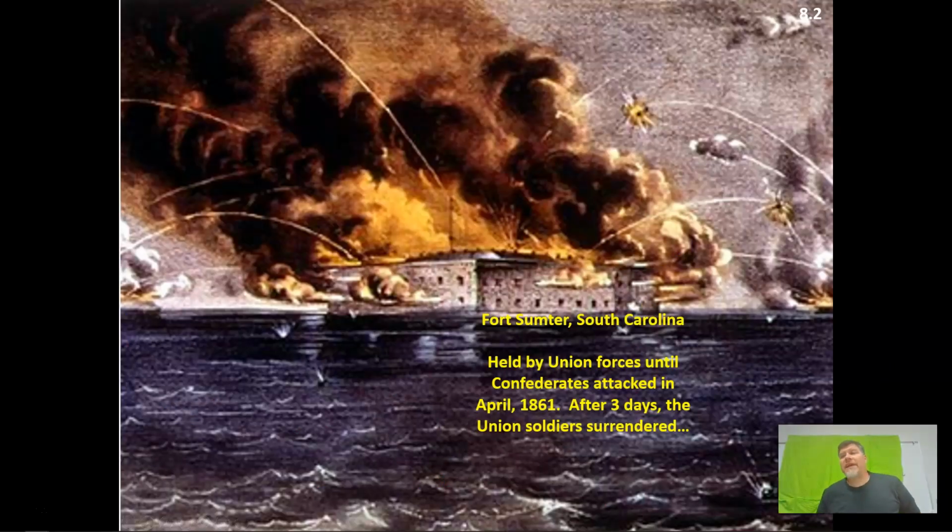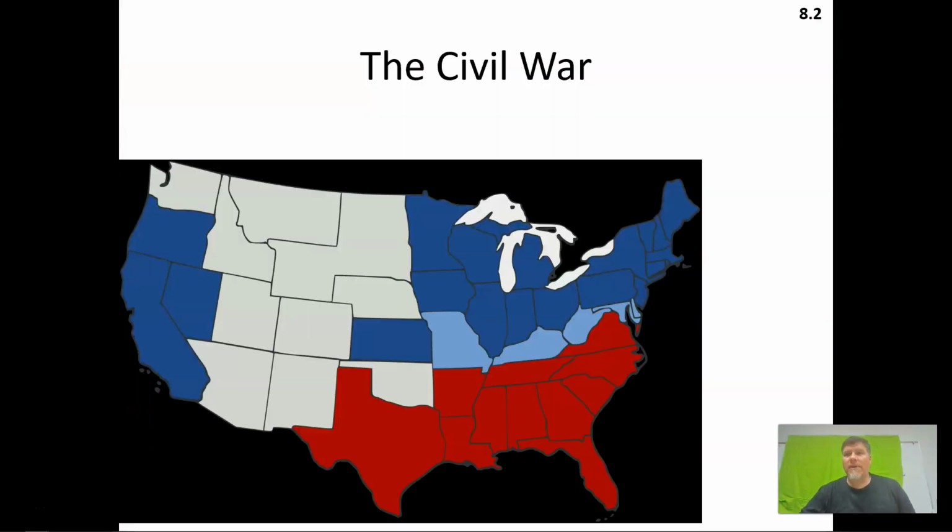Now, the fighting begins at Fort Sumter, South Carolina. It's held by Union forces. If we go back to this map, here's South Carolina, but throughout the entire South, there are United States forts that are part of the federal army. In most of the states, when those states seceded, the army forces that were there had to decide what they were going to do.